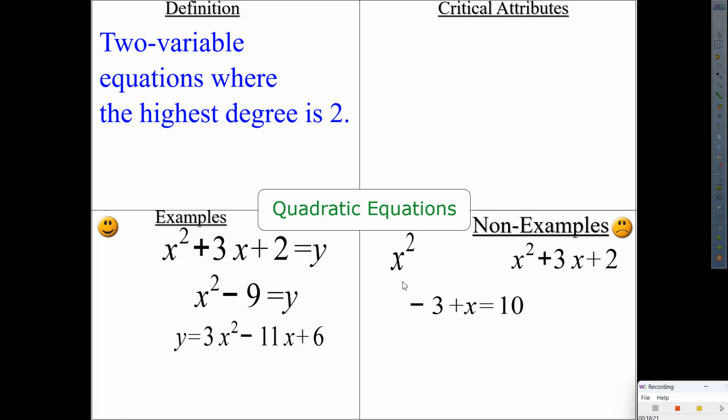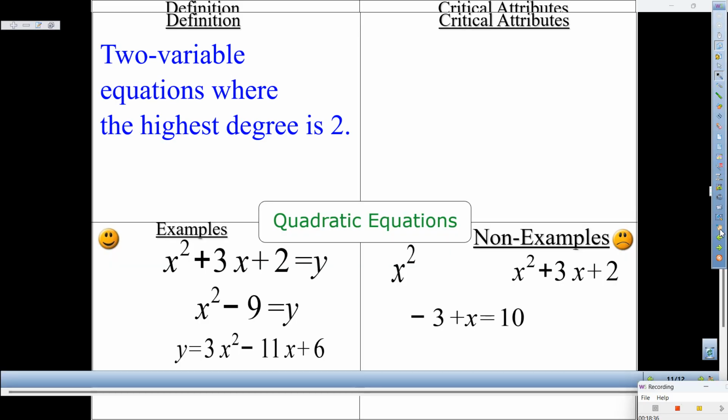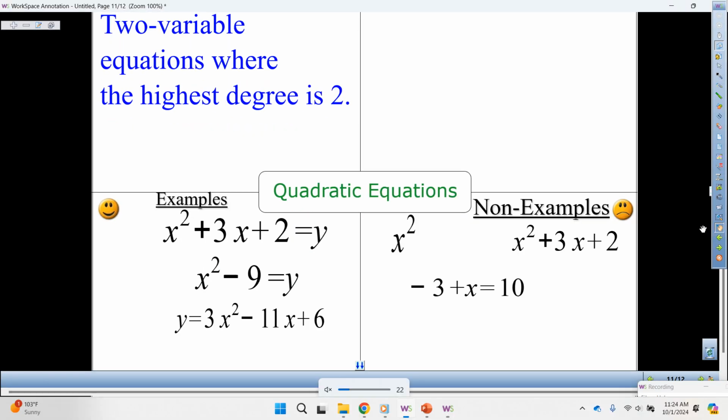All right, if you're finishing up writing those non-examples, here goes the definition one more time. Quadratic equations are two-variable equations where the highest degree is 2. Let me double-check that. Let's see if it's true. Here's an equation. It says two variables, x and y, highest degree of 2. Let's see. What degree is this one? 2, 1, 0, 1. The highest degree was 2. That is correct.